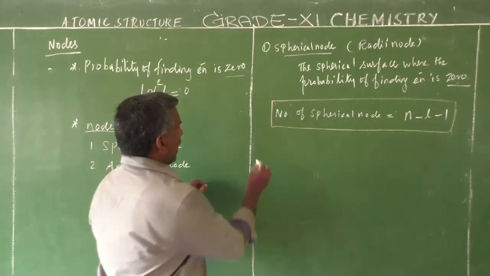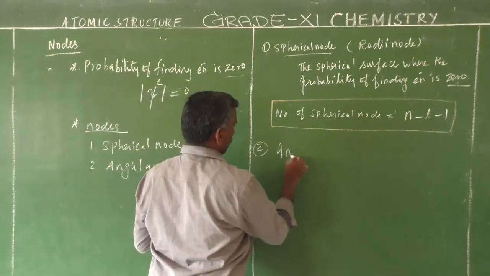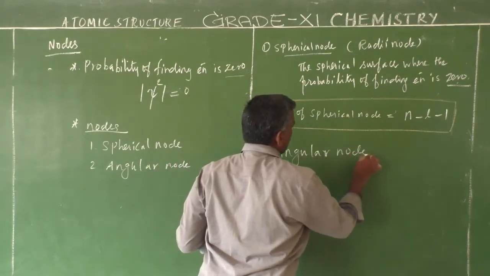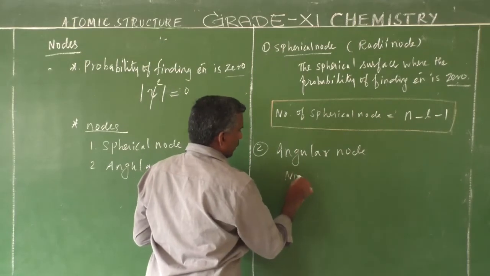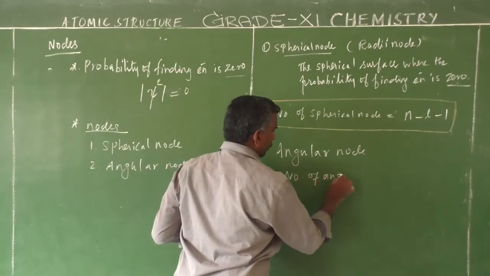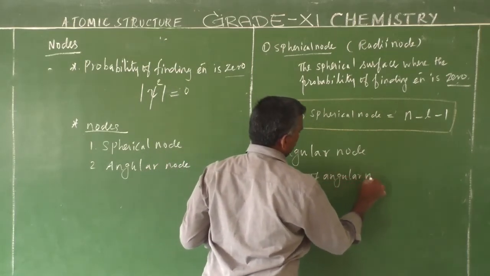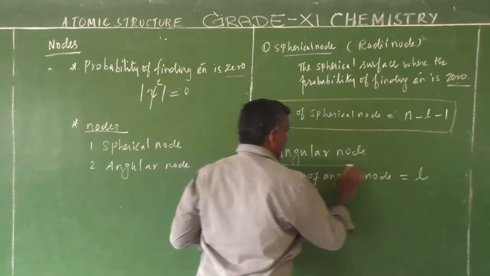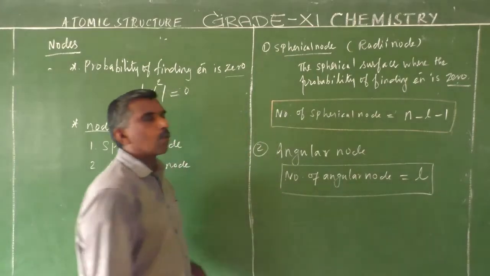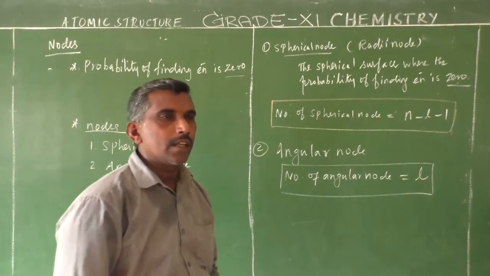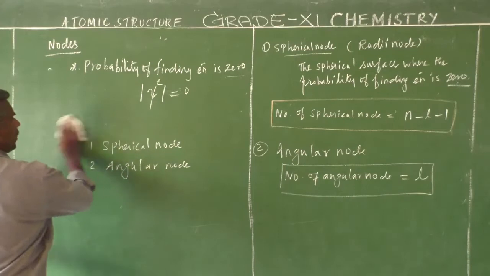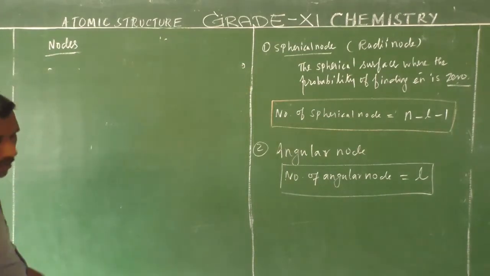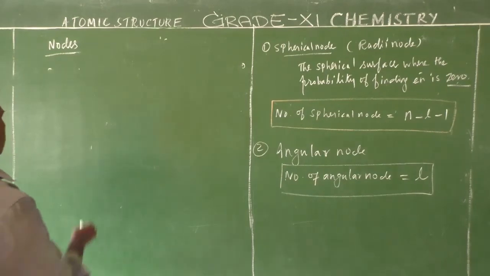Okay. Now second, angular node. No definition, please note the formula. Number of angular nodes: angular position of finding electron is 0. The formula: number of angular nodes is equal to the azimuthal quantum number l.